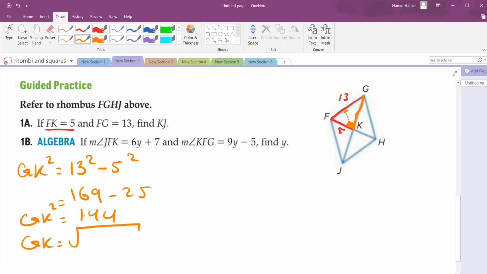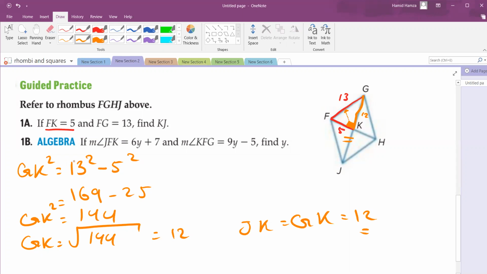So we have JK squared. When we find the value of JK squared, we take the square root to remove the power. So root 144, the answer will be 12. So this line is 12. And JK will be equal to GK. So both of them are 12. Any questions, guys?